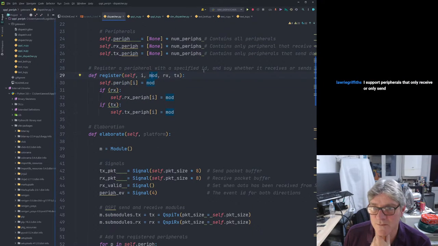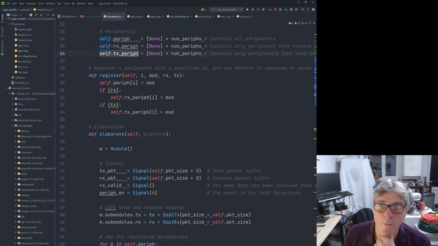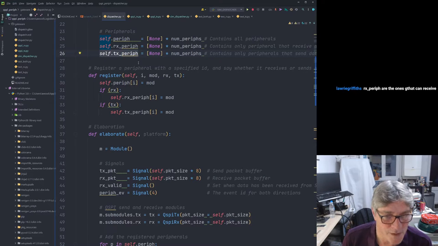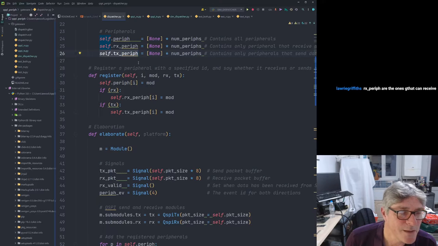Register a peripheral with a specified ID. What's Laurie saying? I support peripherals that only receive or only send. Ah, nice subtlety that I missed there. He's saying that you can have peripherals that are one-way streets, i.e. peripherals that only receive or only send. I'm not sure of a good example. I suppose you could think of something like a display, maybe. It's something that you might only send to, although not all displays are like that.